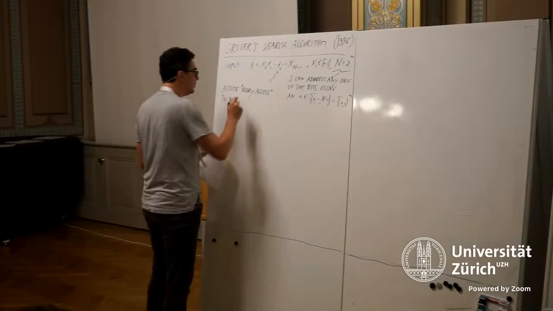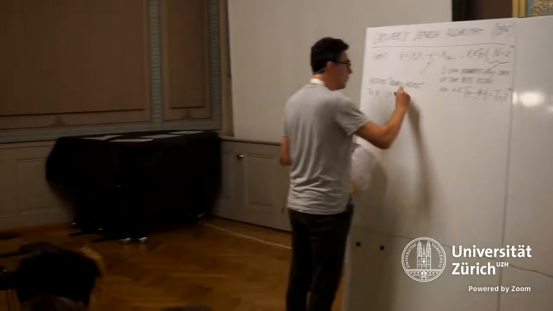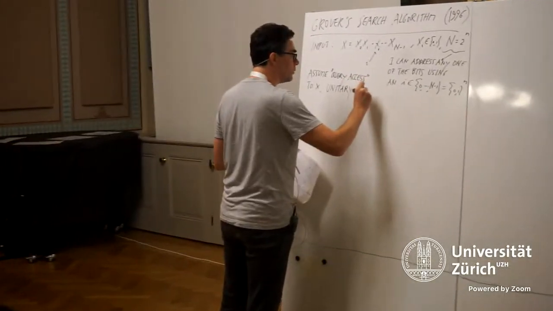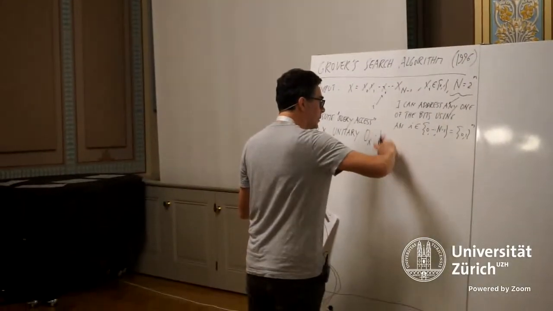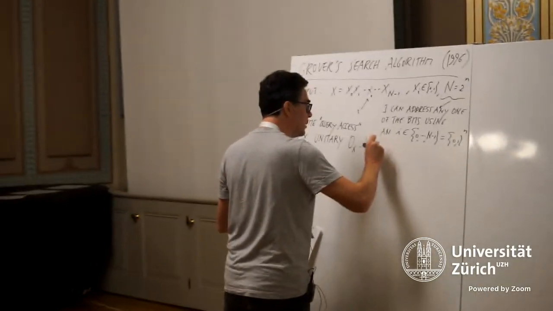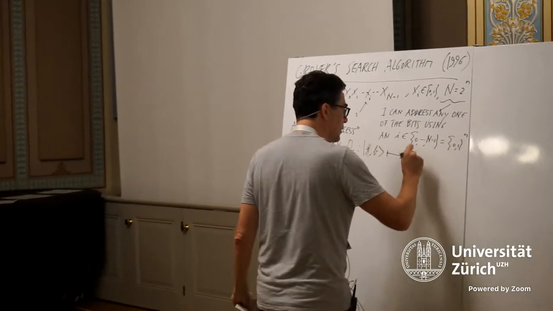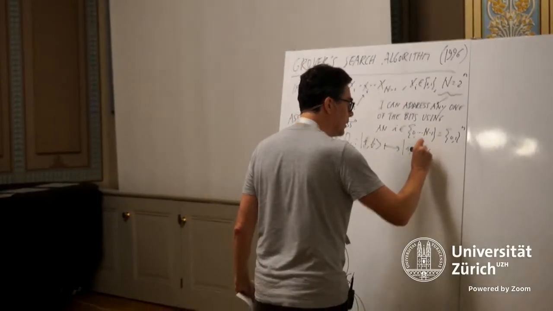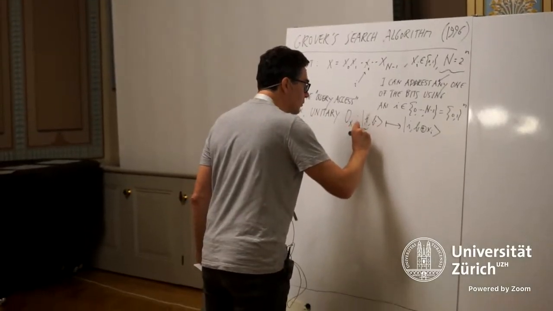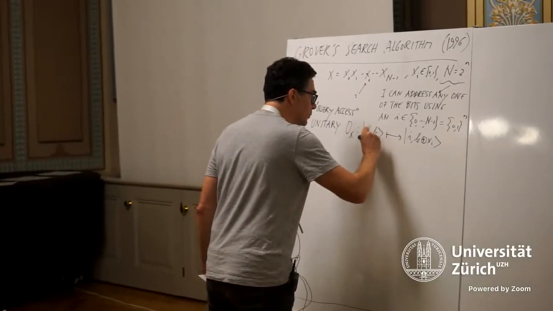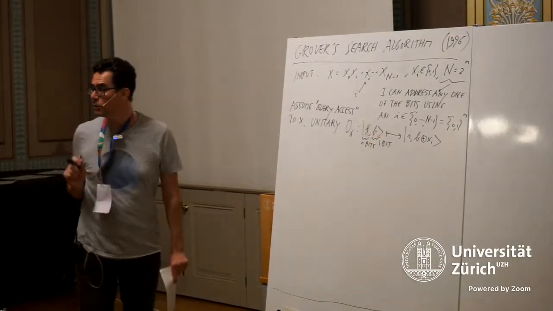What this means is we have a unitary, which I'll call O_x. O stands for oracle, which maps |i, b> to |i, b plus x_i>. Here i is little n bits, and the last item is only 1 bit. So this is a unitary on little n plus 1 many qubits.